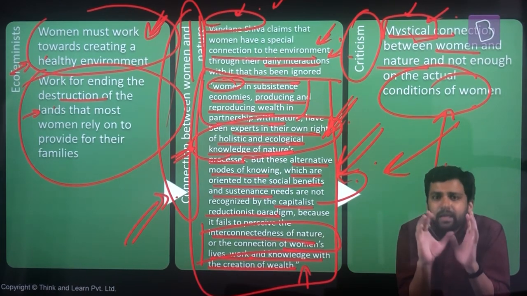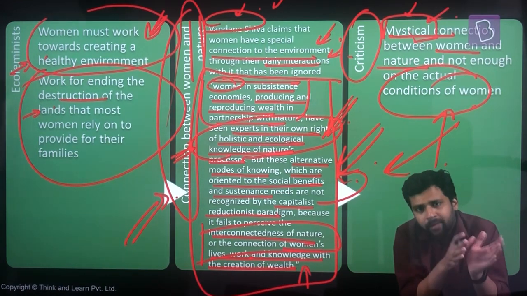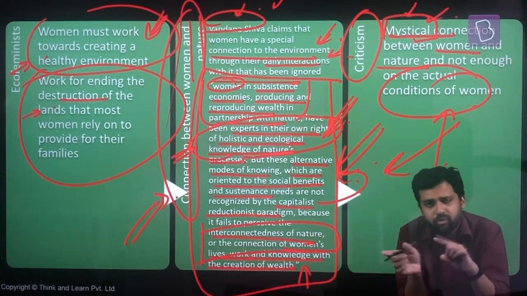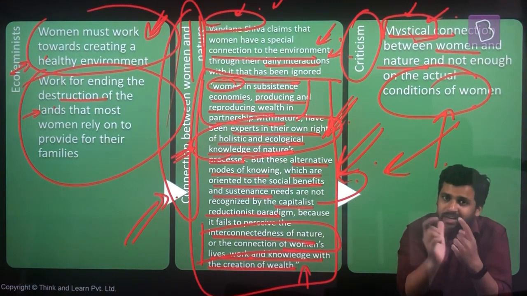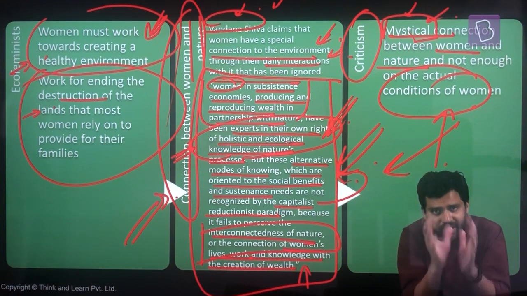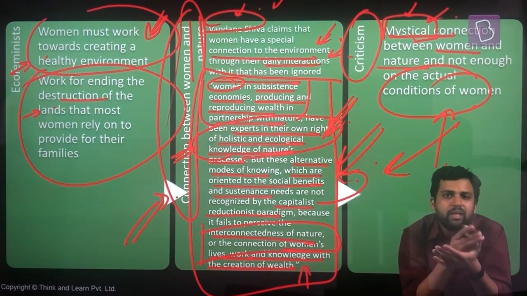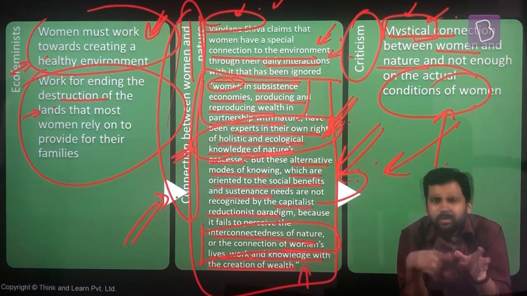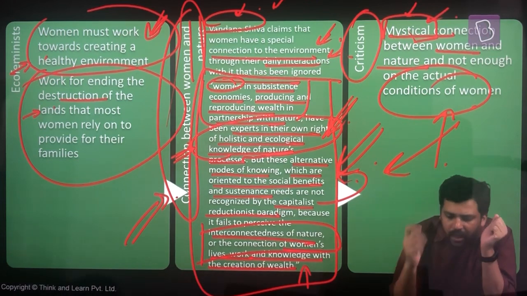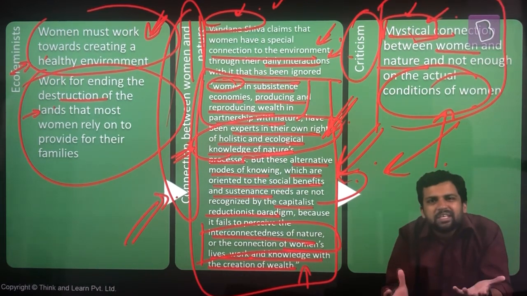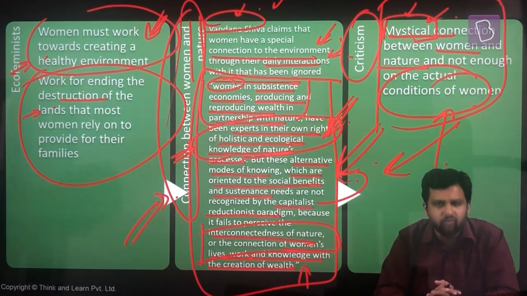Ecofeminism believes that there is a patriarchal system. The patriarchal system is a system in which man exploits land for his own pleasure, profit and success, and it is also man who exploits women. The interconnection between woman and environment exists, and this interconnection over a period of time is getting reduced or it is getting disconnected. The capitalistic system is not recognizing these integrations, these interconnections. The criticism is it is more mystical in nature, and the actual condition of women is not being recognized by ecofeminists.